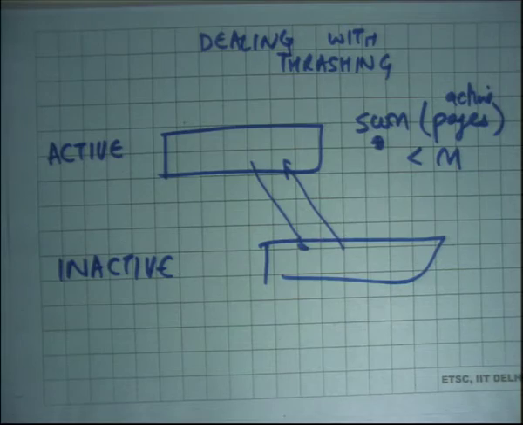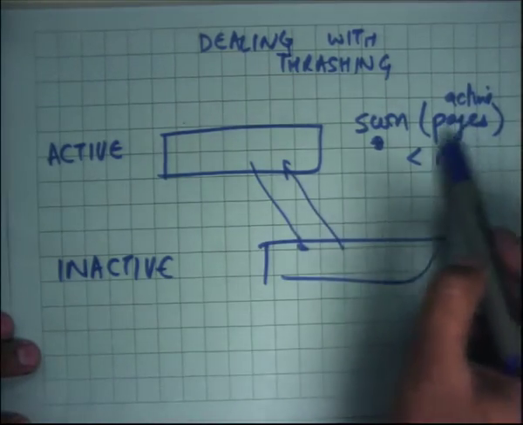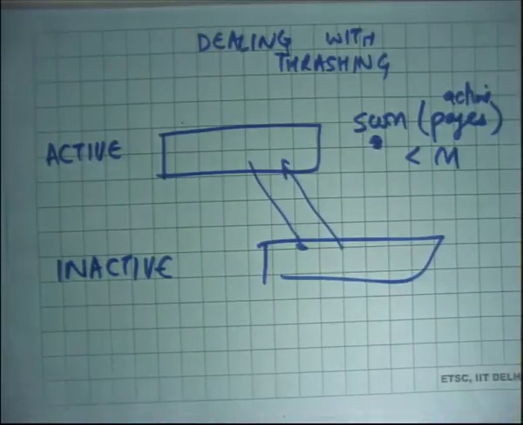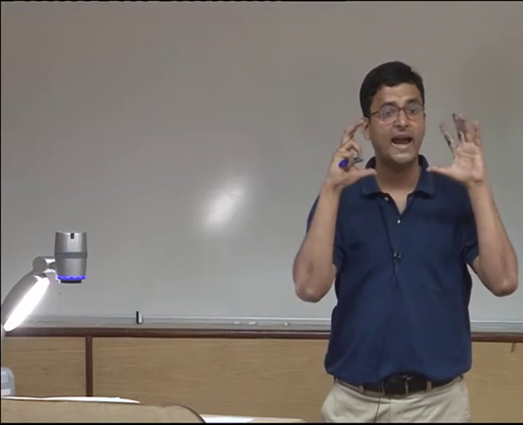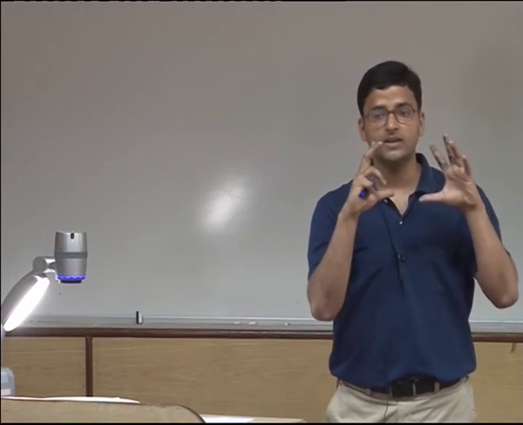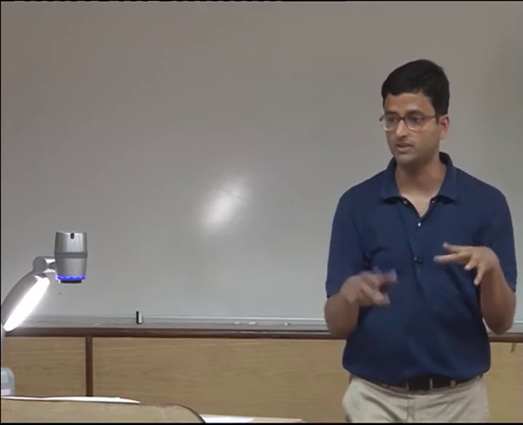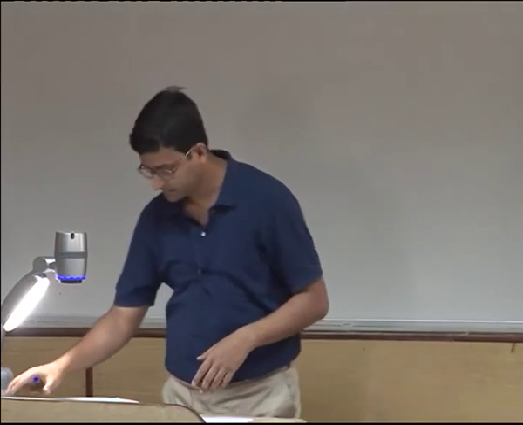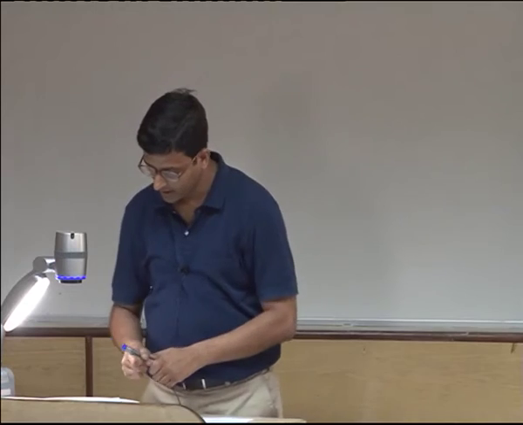Now the question is, how do I figure out the size of the active pages of a process? Notice I'm not just asking how much memory is allocated in the process, that's not important. What's important is the set of active pages in a process, which are pages that are actually being used by this process in an active way.